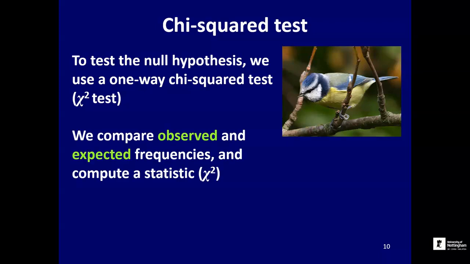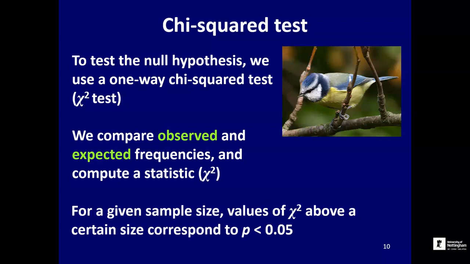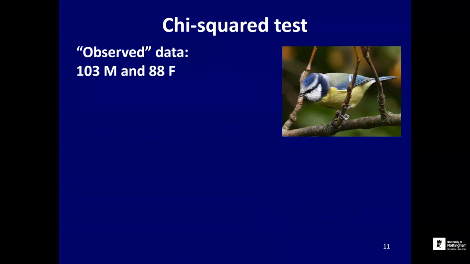So the way that this test works is to compare the observed frequencies with what we'd expect if the null hypothesis is true. And then that allows us to calculate the statistic, chi-squared, and from that a p-value. So for a given particular sample size and a particular value of chi-squared, then we can generate a particular p-value. In other words, for every given sample size, there is a particular probability of observing a value of chi-squared of a certain number if the null hypothesis is true. So let's look at this example.